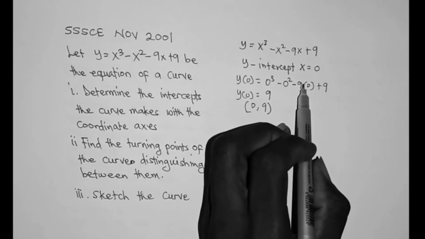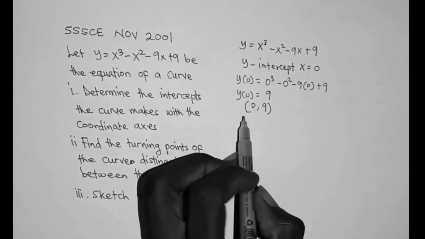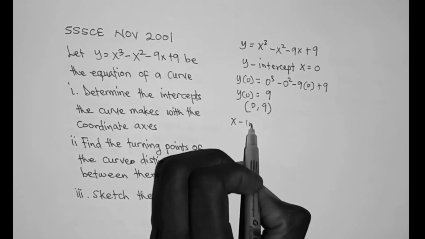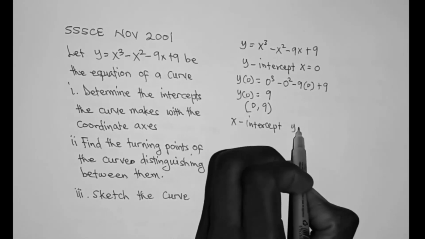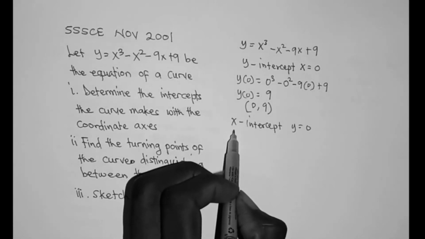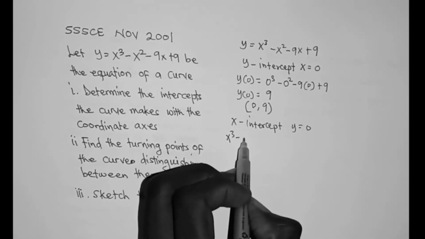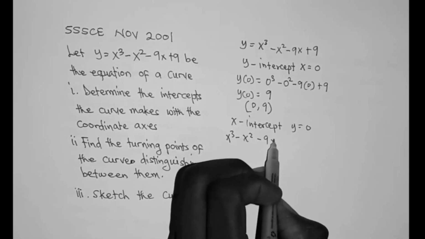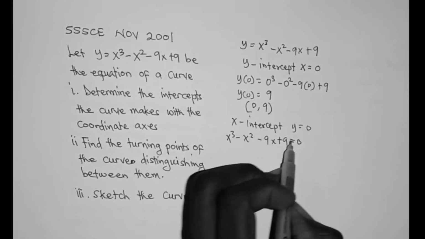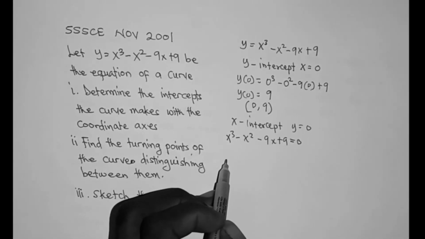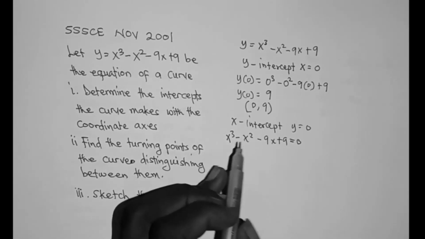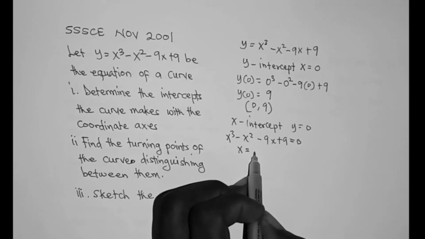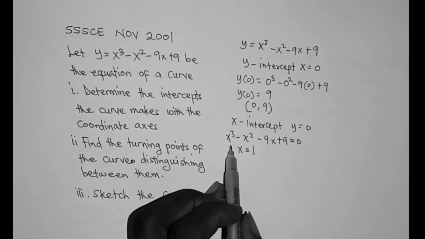So having found the y-intercept, let's go ahead and find the x-intercept. For the x-intercept, y equals 0. So we need to take x cubed minus x squared minus 9x plus 9 is equal to 0. So how do we find the values of x? Let's try x equals 1 and see if we put 1 into this equation, what will we get?